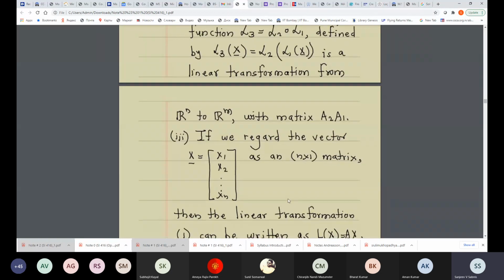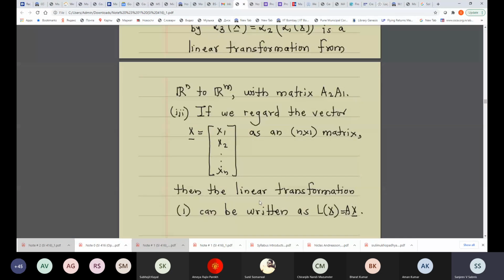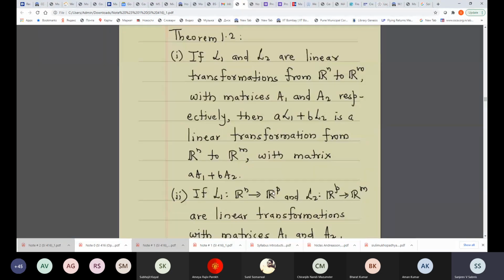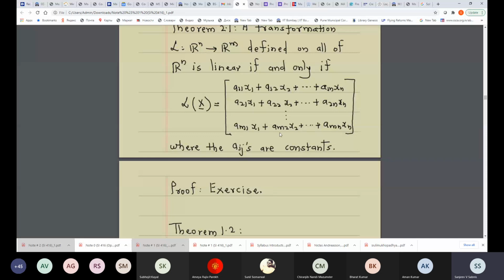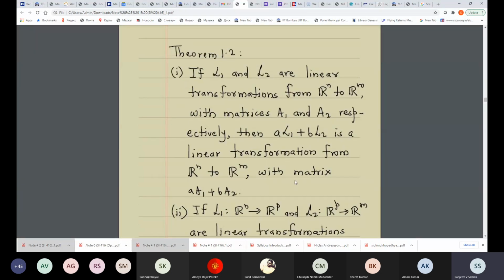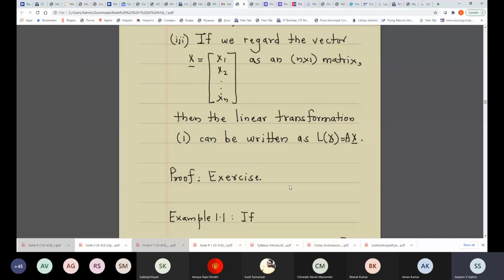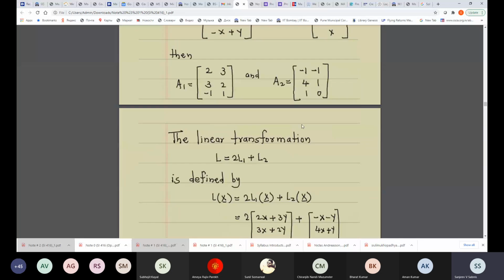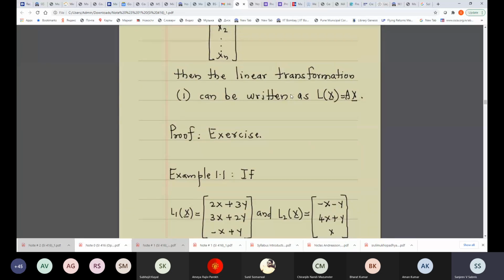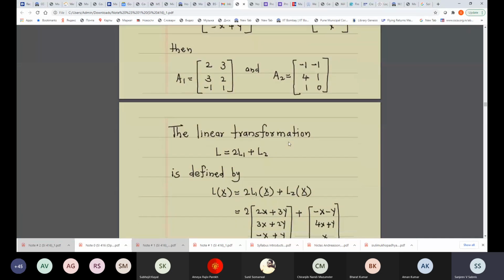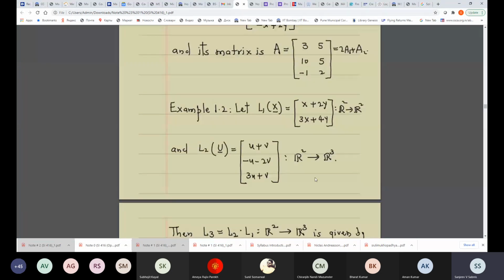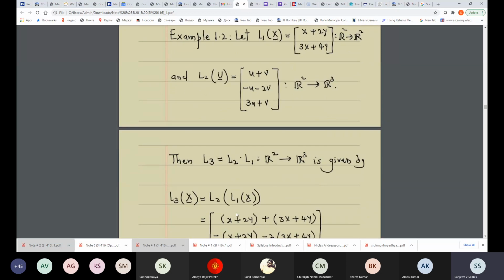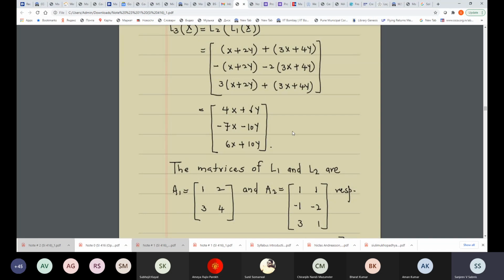If we regard the vector x as an n cross 1 matrix, then the linear transformation 1 can be written as this. Actually, I should write 1 here, and it is given by this. This is an exercise. It's not worth going through all this. Whatever I stated in this theorem is simply illustrated using these examples. You have the composition of two linear transformations, etc. This is routine stuff.